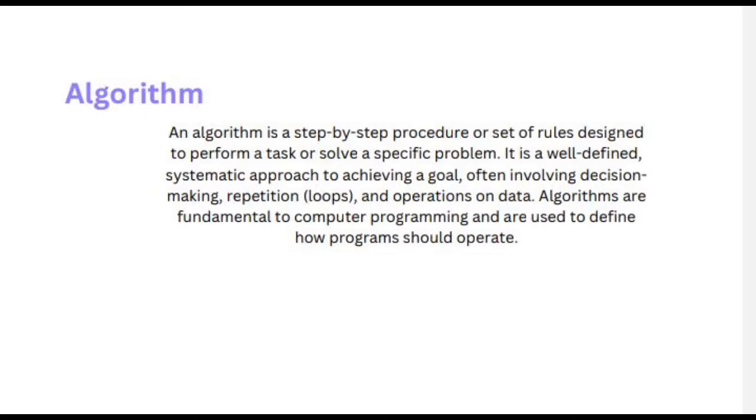Algorithm. An algorithm is a step-by-step procedure or set of rules designed to perform a task or solve a specific problem. It is a well-defined systematic approach to achieving a goal, often involving decision-making, repetitions, which are loops, and operations on data. Algorithms are fundamental to computer programming and are used to define how programs should operate.